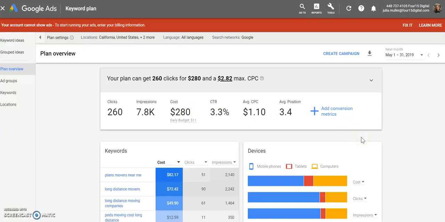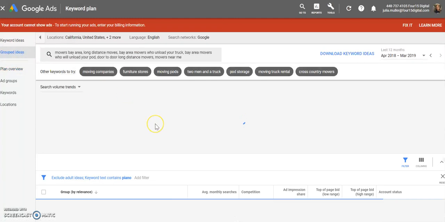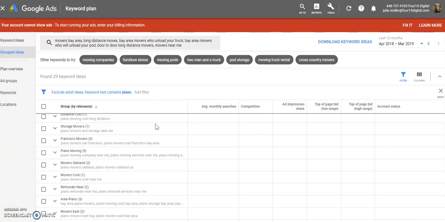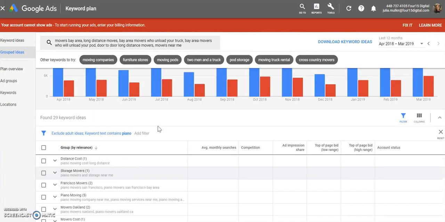So here I am looking at my plan overview. Let's imagine that I've added all the ad groups I wanted. I also wanted to make sure that I point out that there are grouped ideas that are being grouped by the keyword planner. So I don't have to manually go through and say, oh, which ones of the keywords do I want to group to a certain ad group so that my ads are the most relevant to this particular grouping.